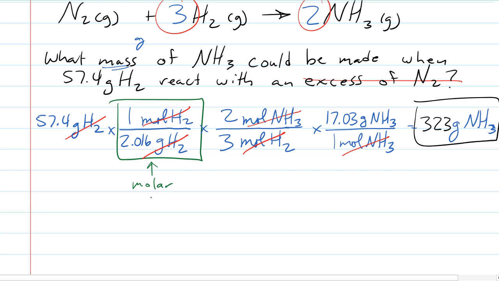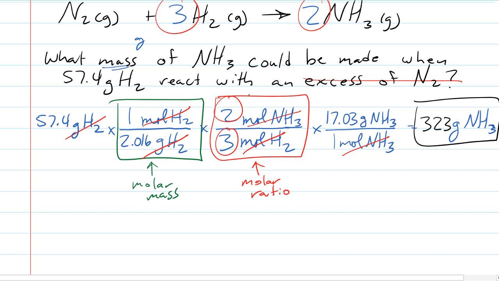Molar mass. And the molar mass is always the grams contained in 1 mole. What do we call this conversion right here? Molar ratio. And the molar ratio, where do these numbers come from again? Coefficients in the balanced chemical equation. And what do we call this conversion right here?